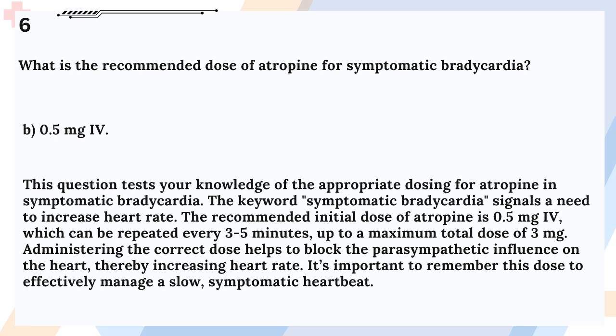Answer B. 0.5 mg IV. This question tests your knowledge of the appropriate dosing for atropine in symptomatic bradycardia. The keyword symptomatic bradycardia signals a need to increase heart rate. The recommended initial dose of atropine is 0.5 mg IV, which can be repeated every 3 to 5 minutes, up to a maximum total dose of 3 mg. Administering the correct dose helps to block the parasympathetic influence on the heart, thereby increasing heart rate. It's important to remember this dose to effectively manage a slow, symptomatic heartbeat.